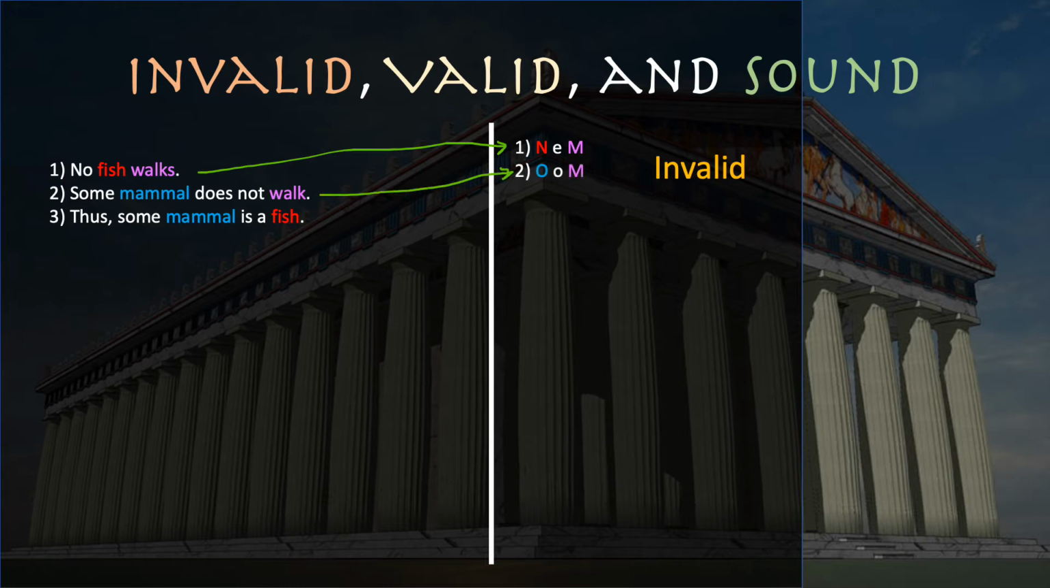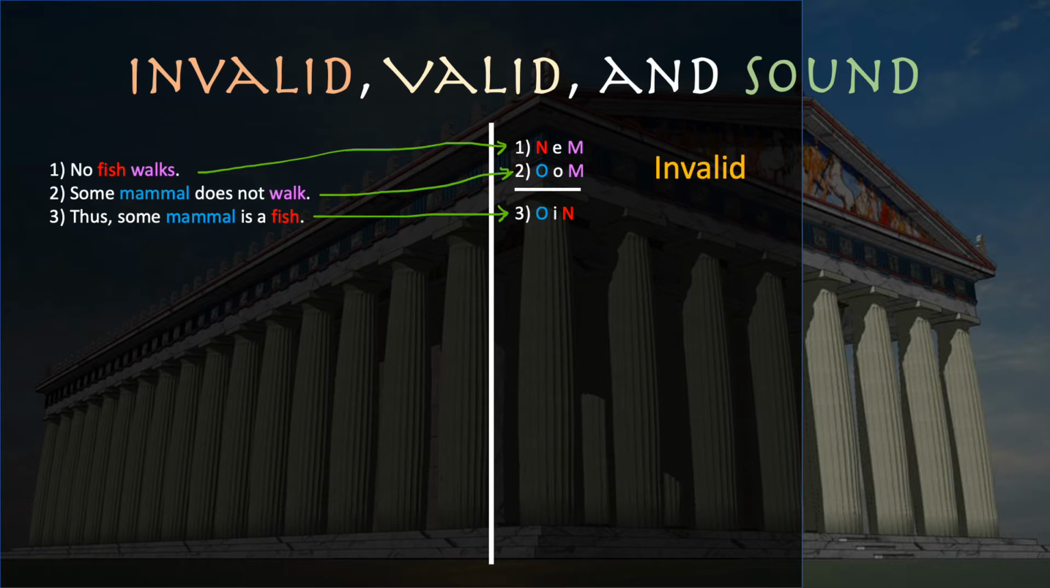The second premise can be represented again with two capital letters corresponding to the two terms, in this case a minor term and a middle term. The lowercase letter separates the two capital letters. The lowercase letter in this case is an O because the proposition in question is a particular negative proposition, and particular negative propositions on the square of opposition are represented by the letter O.